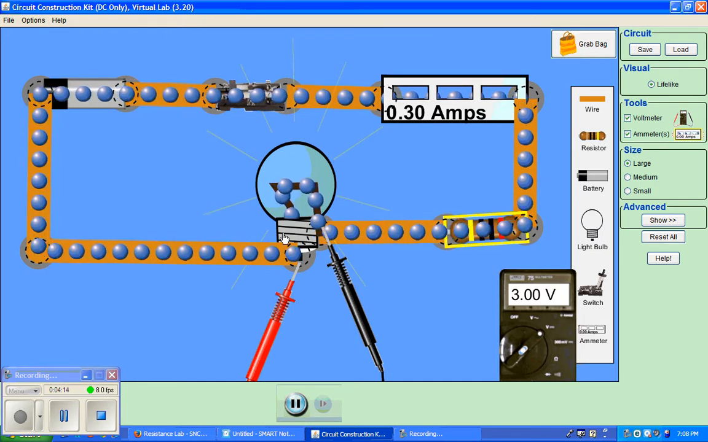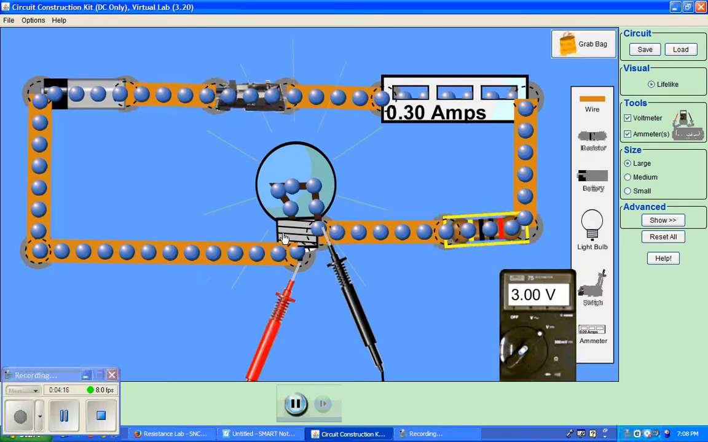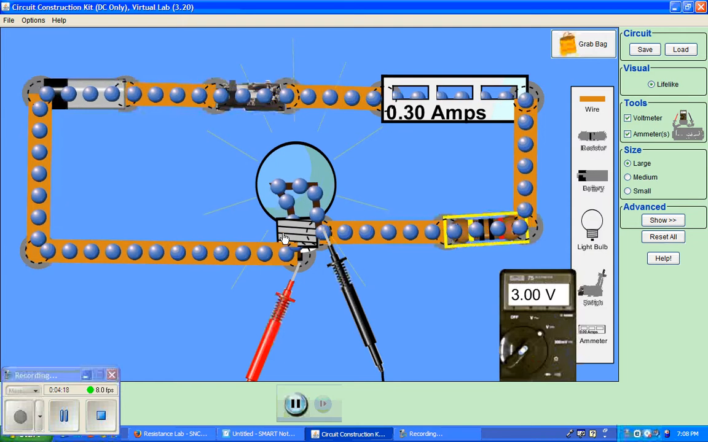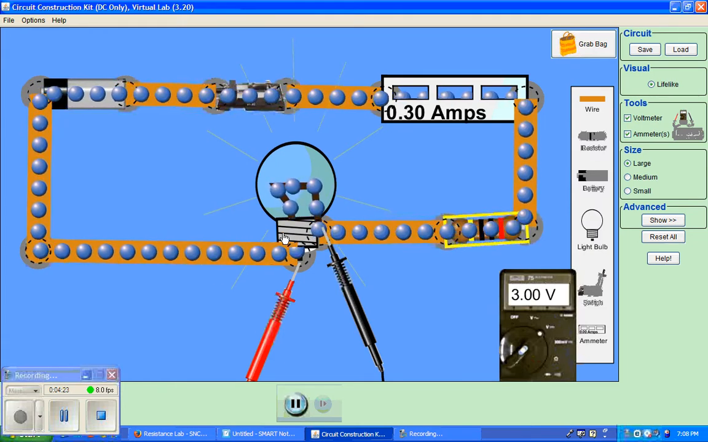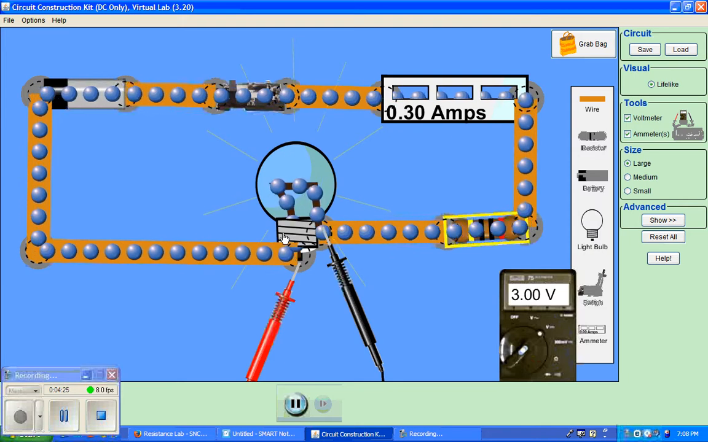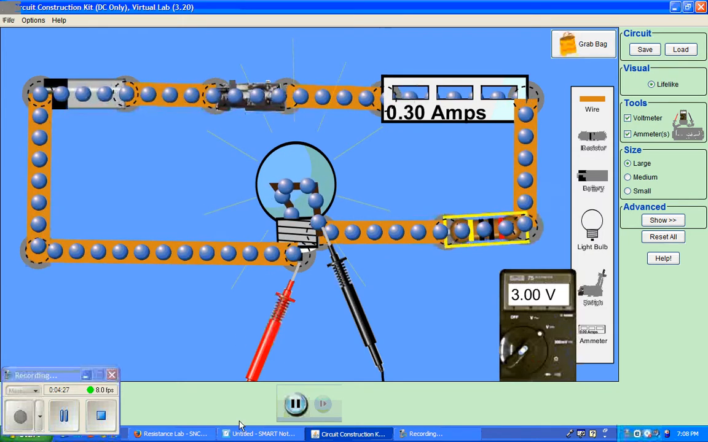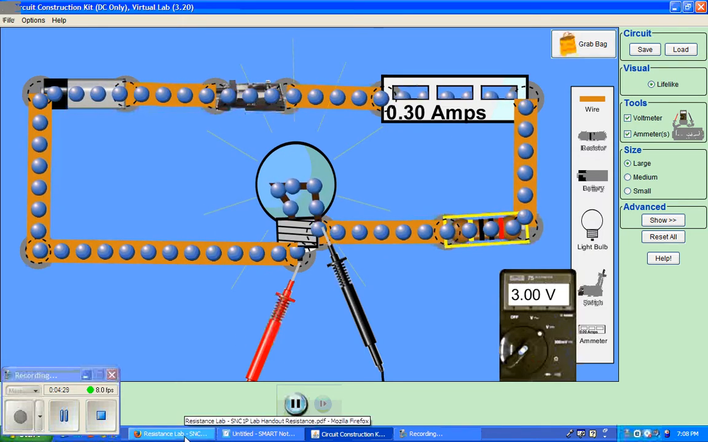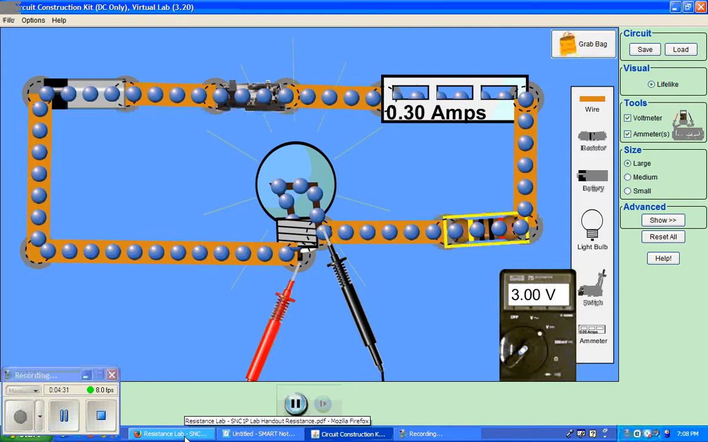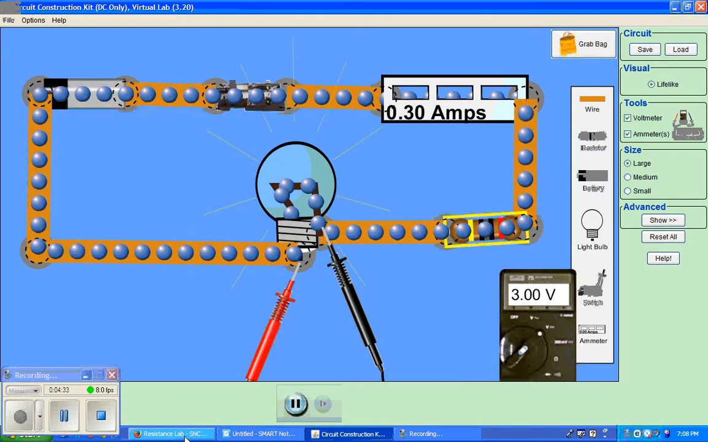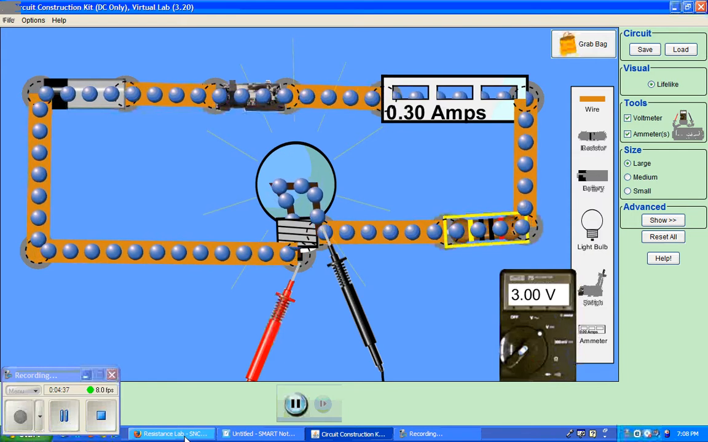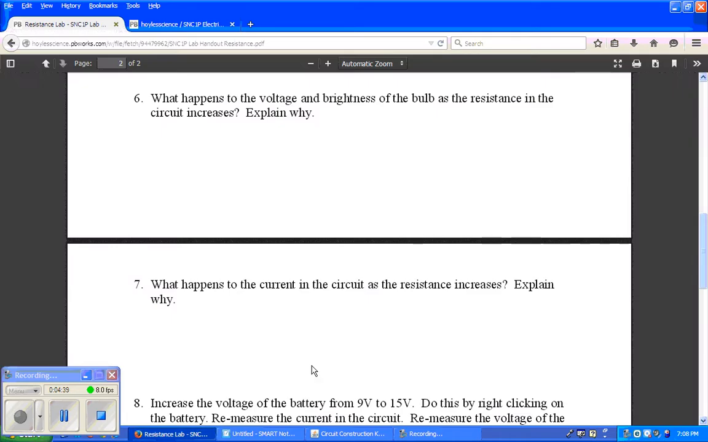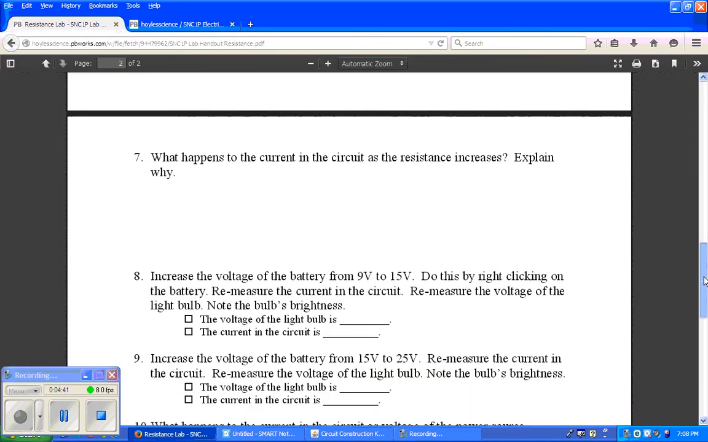All right, so the current's going to go down, the use of energy by the bulb is going to go down, and as that happens, as the bulb is using less energy, its output of light is going to go down as a result as well. Because the amount of energy available to the bulb is going to help determine how bright it actually is, because the bulb uses the energy it gets to produce light. So those are some things you can write down for number 6.